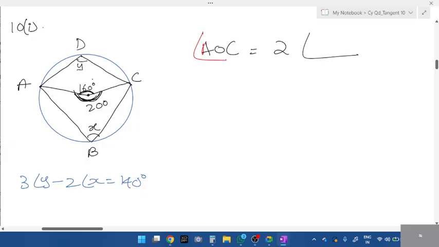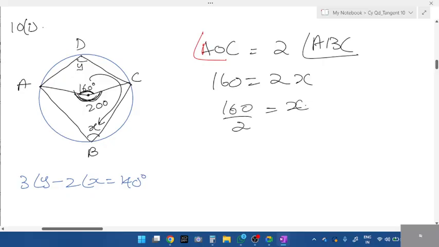Which one do we consider, students? For this 160 you have to consider angle X. Yes, angle X is ABC. So 160 is equal to 2 times X. 160 divided by 2 is equal to X. What is X then? X is equal to 80 degrees.